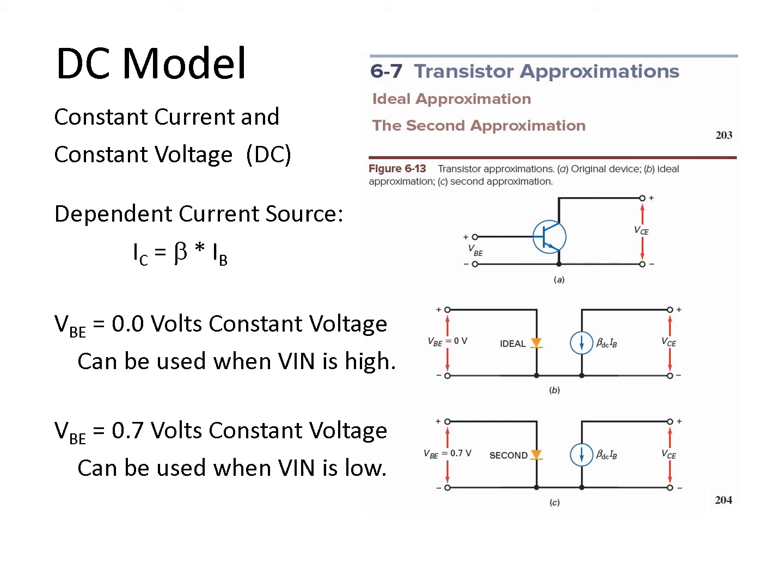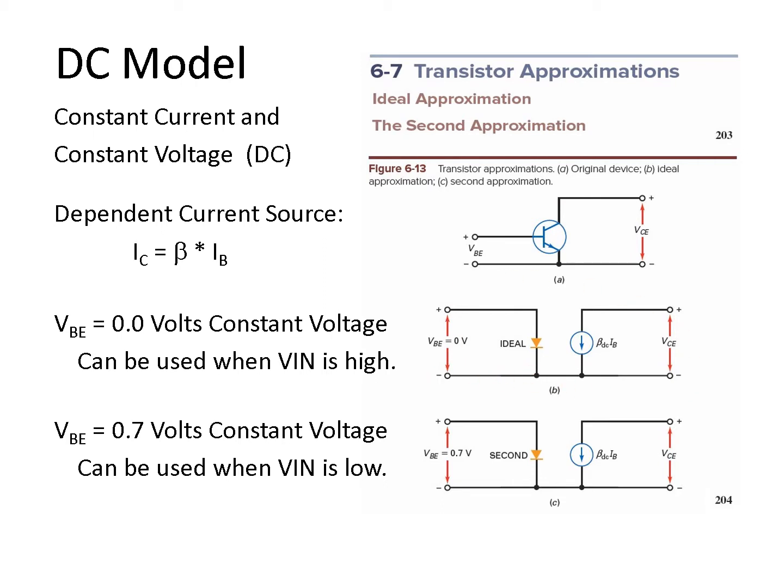The DC model. So this is the one we use when there's constant current and constant voltage in the circuit, or DC currents and voltages. There's going to be two models talked about here, and they both have a dependent current source where the collector current is beta times IB. So that means that the current through this source right here, this is a dependent source, this current is beta times the base current. So the current that flows through here is beta times the current that comes in the base here.